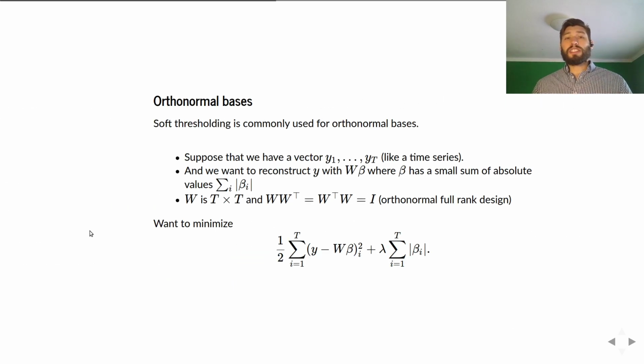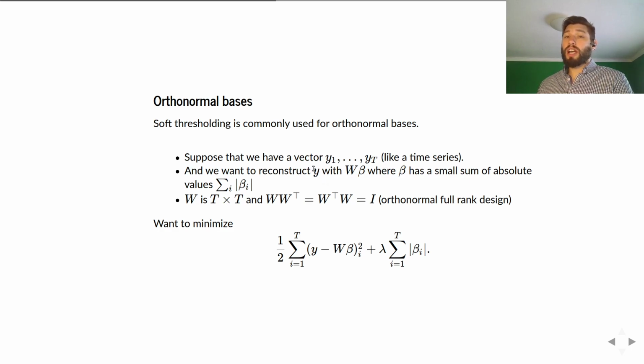Okay, so orthonormal bases. One of the main reasons why we study soft thresholding is for use with orthonormal wavelet bases. So suppose we have a vector, which you can think of as a time series, y1 to yT. Capital T is the total time length, and we're just observing values of y over time, and it's just univariate. And we want to reconstruct y, so the vector is all of y1 to yT. Each yi is a scalar.